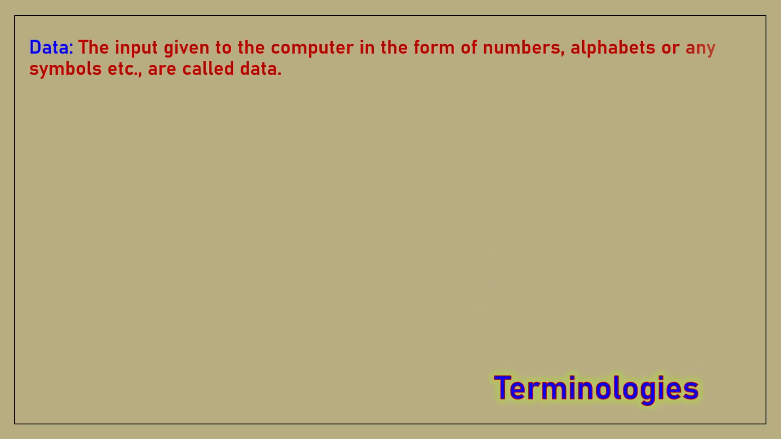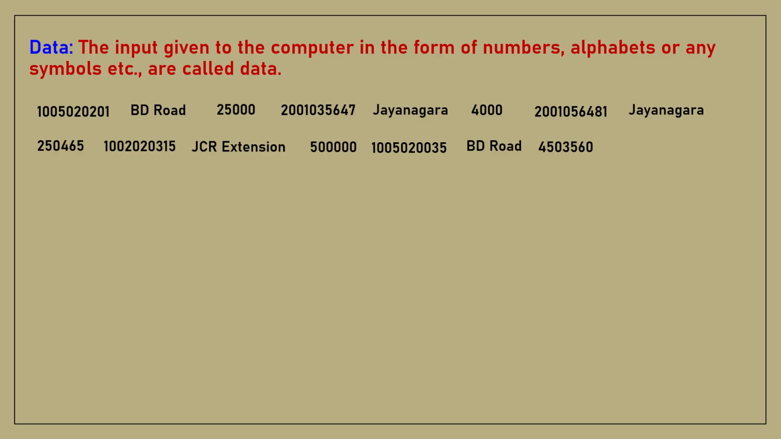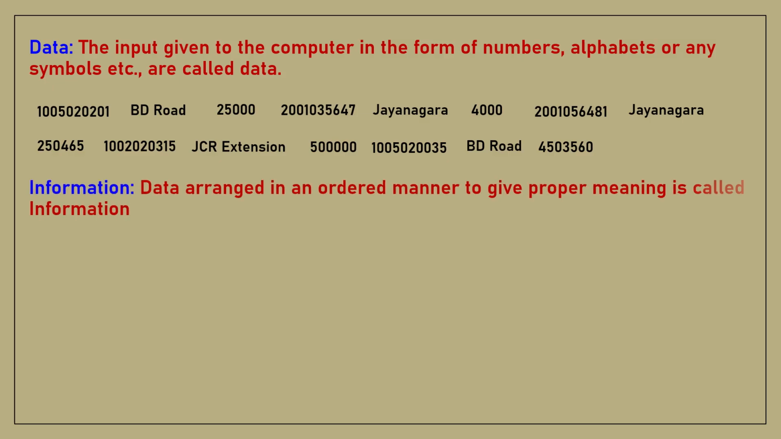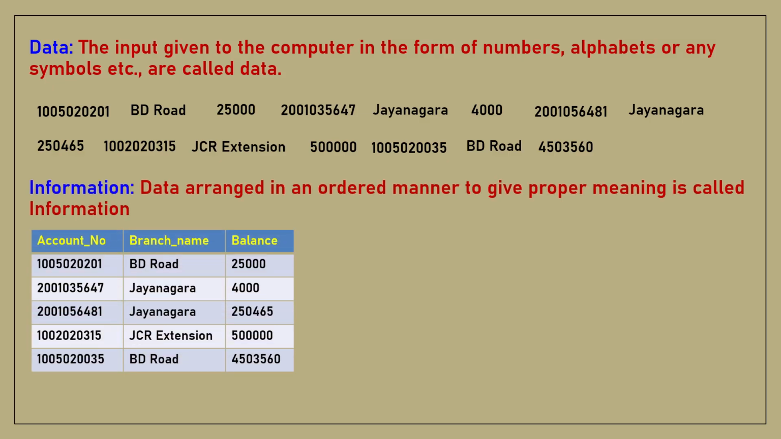Before understanding what is database, we will go through some terminologies. Data: the input given to the computer in the form of numbers, alphabets or any symbols etc., are called data. For example, typed content from keyboard, recorded audio, video, images etc. submitted to computer as stream of bits. Data arranged in an ordered manner to give proper meaning is called information.